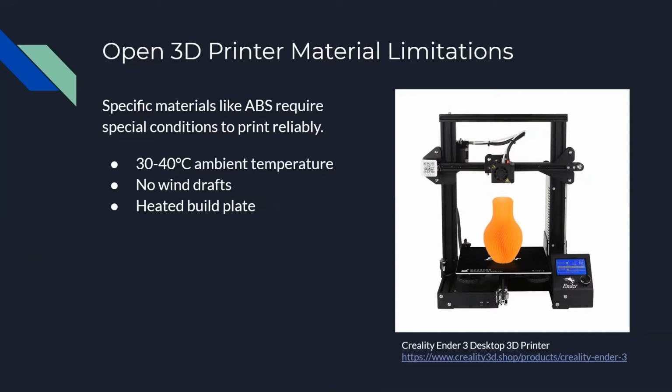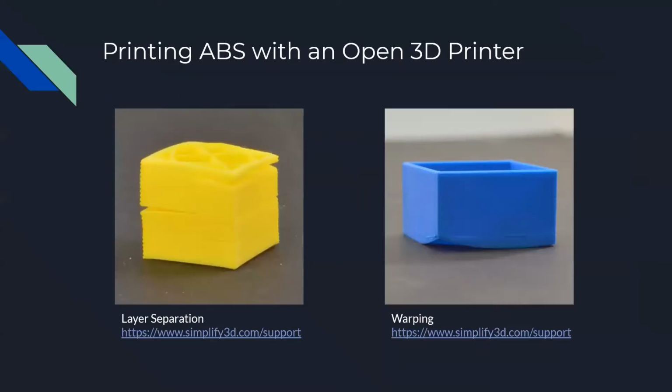They need a 30 to 40 degrees Celsius ambient temperature, no drafts of cold air or hot air, any types of temperature variation, and they require a heated build plate. When you print with ABS on an open 3D printer, you can encounter problems such as layer separation or warping caused by temperature differences in the environment and the layers.